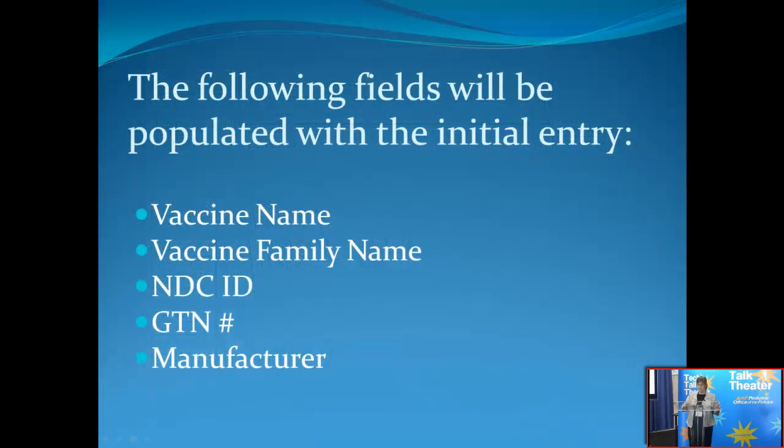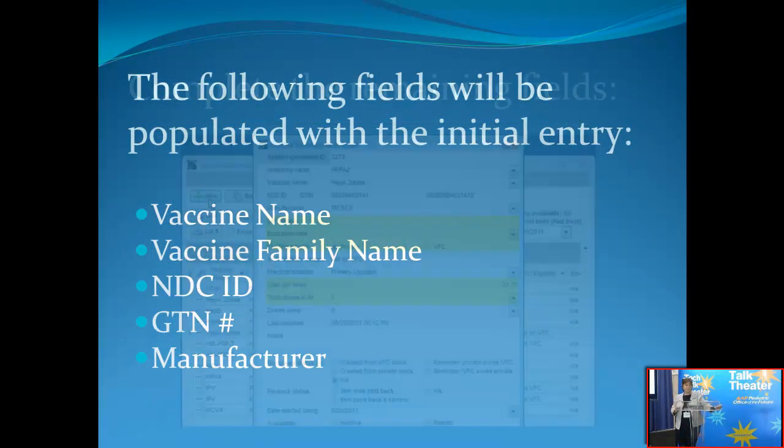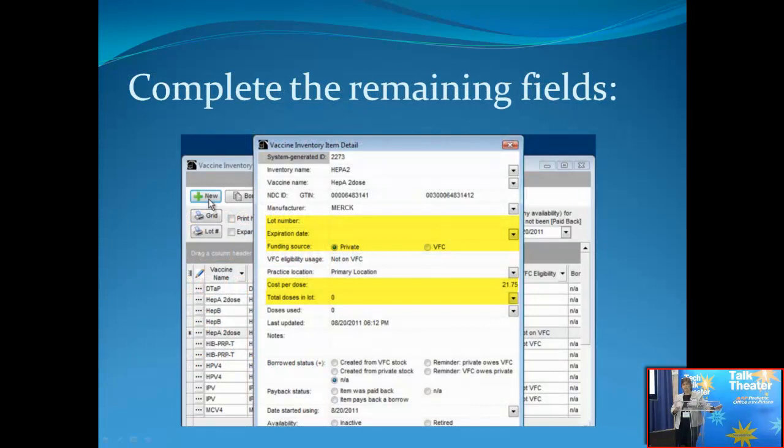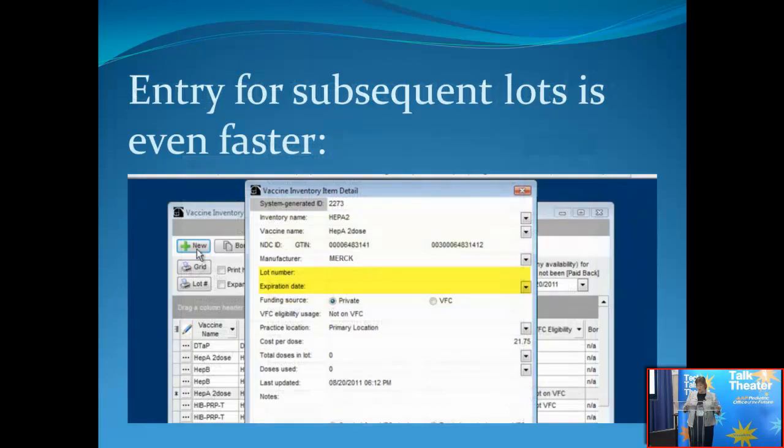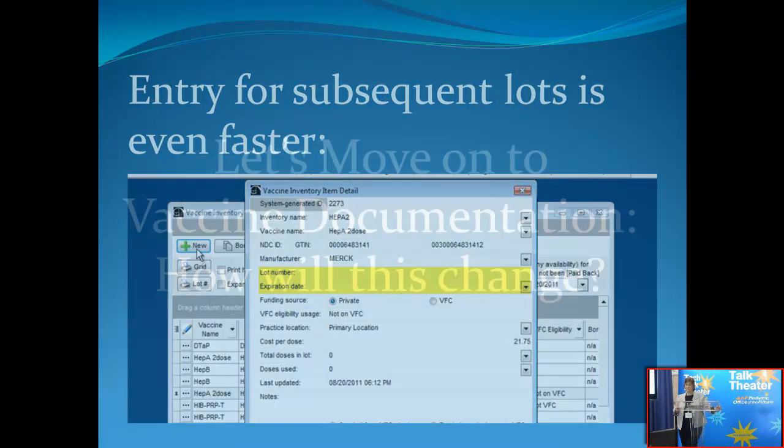Okay. So if you move forward on your slide, you can see what the window would look like and the information that you would complete. Okay. So that's what you would do on your vaccine inventory management side when you were putting your lots in. Now let's look at what would happen when you go to document the vaccine that you have given in your office.